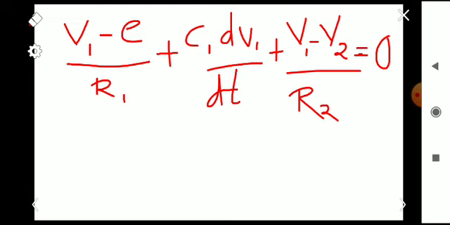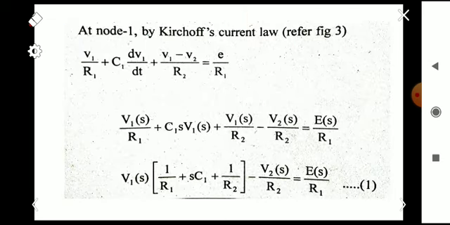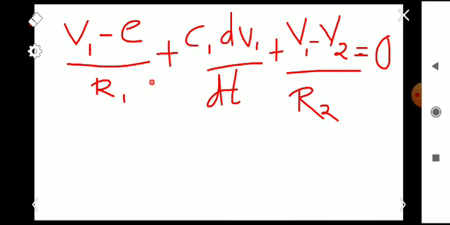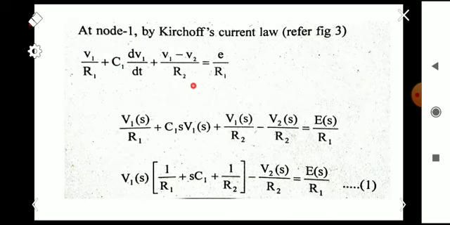By rearranging this equation, we obtain V1 by R1 plus C1 into dV1 by dt plus (V1 minus V2) by R2 is equal to E by R1. We have just rearranged this equation. Now we are going to take the Laplace transform of this equation.